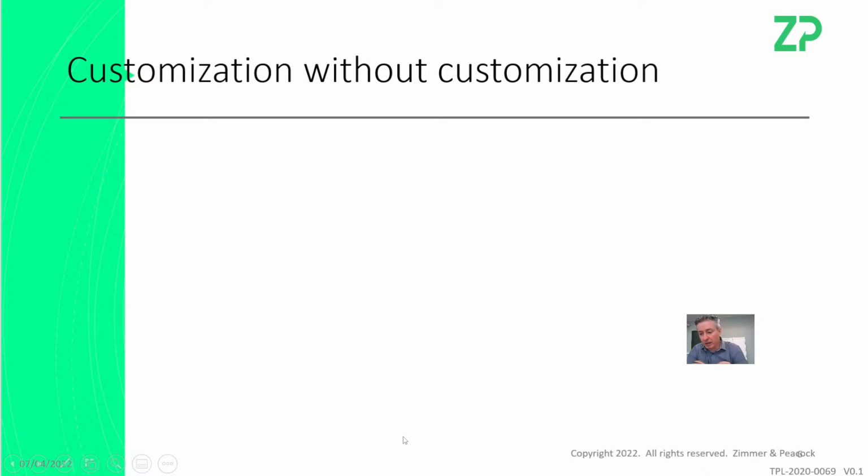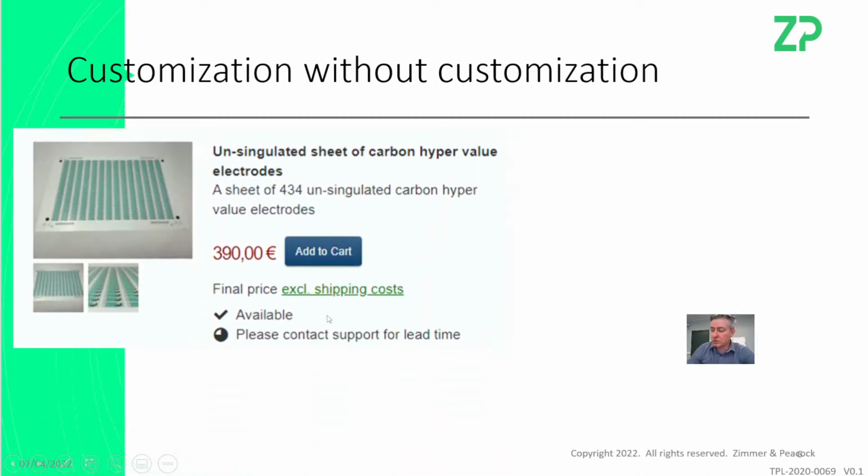Now, I'm going to speak fast. I realize this is 13 minutes into this. But I want to talk about, people come to us and say, look, I want a customized screen printed electrode. I want 2 working electrodes. So my answer to that is, do customization without customization. What do I mean by that?